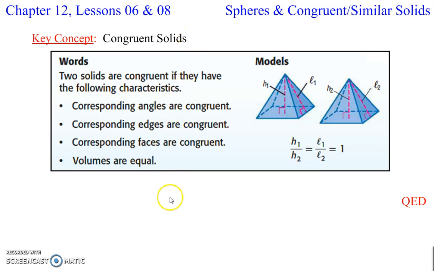For congruent solids, they are congruent if their angles are congruent, if the corresponding edges are congruent, and corresponding faces are congruent, and their volumes are equal.